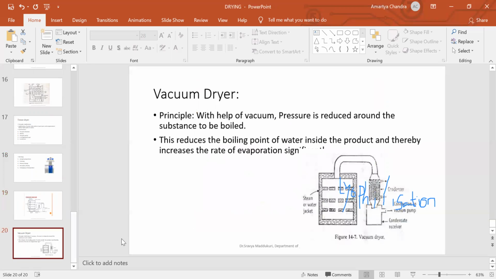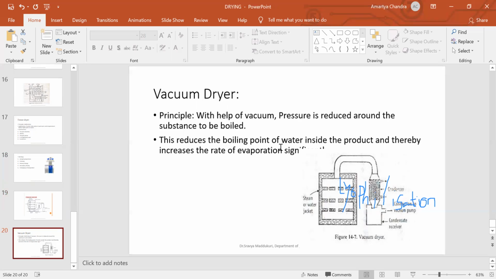So next comes your vacuum dryer. The principle of vacuum drying is simple. Create low pressure so that at low pressure the boiling point of the substances decreases. With the help of vacuum, pressure is reduced. Such low pressure is created around the substance to be boiled. So when you have low pressure, vapor pressure decreases, and this reduces the boiling point of water inside the product. And hence, water which dries at 60 degrees centigrade, even at 25 degrees centigrade, you will see water getting out of your substance.